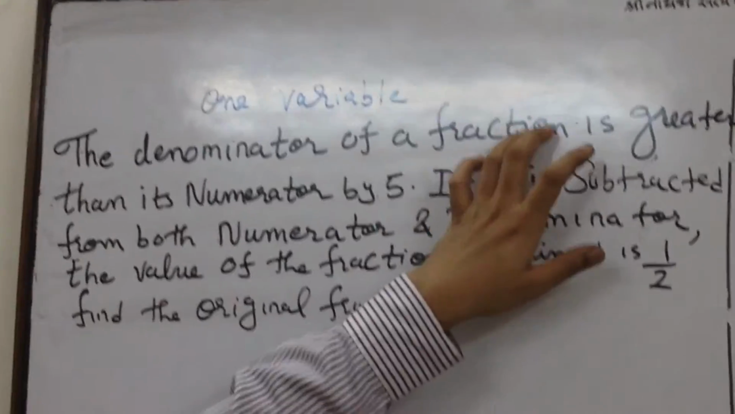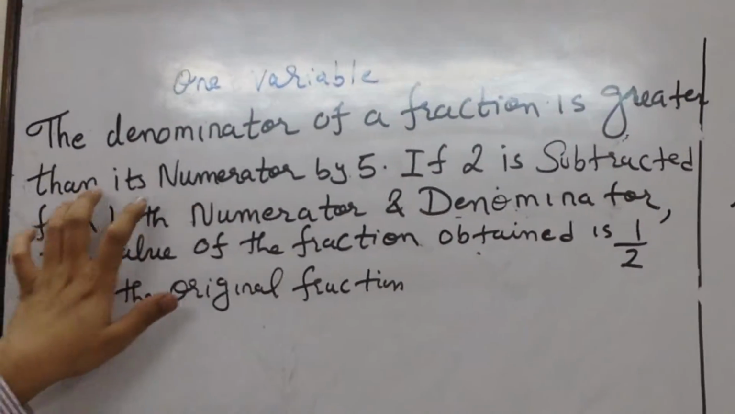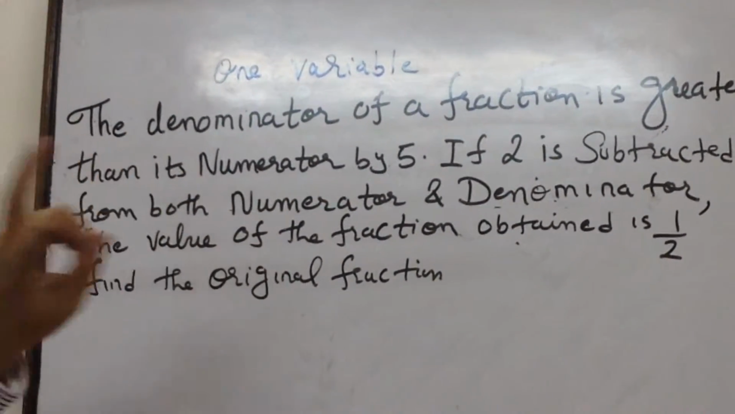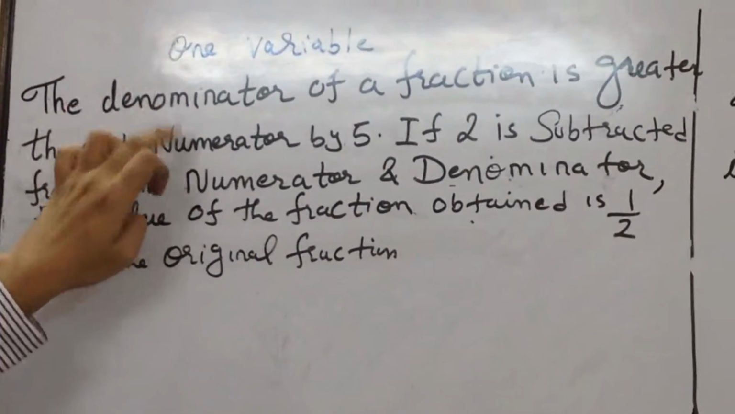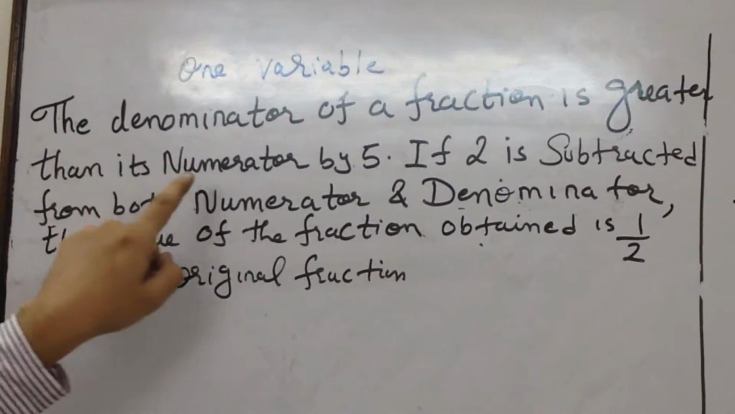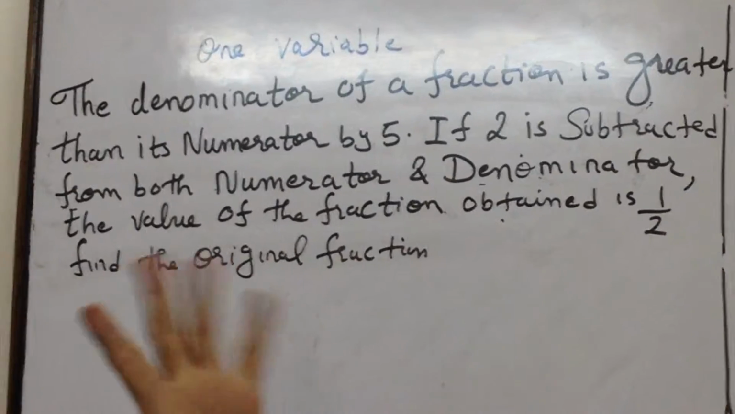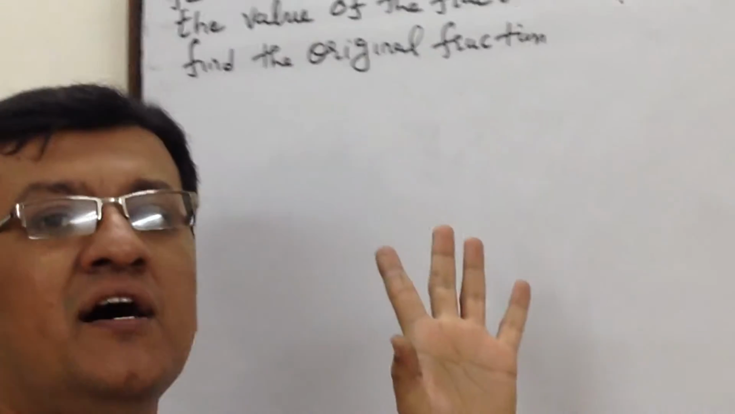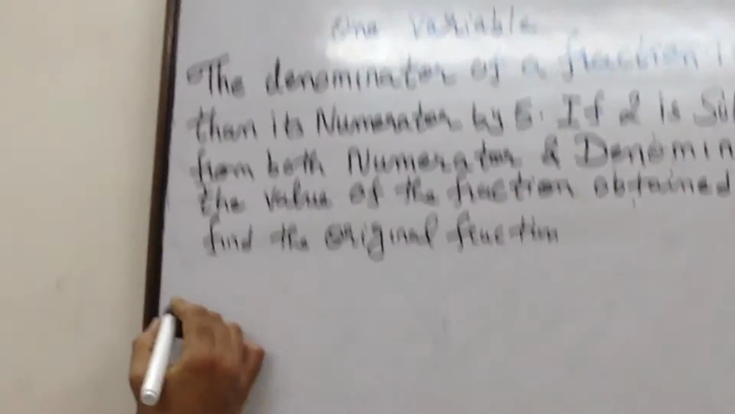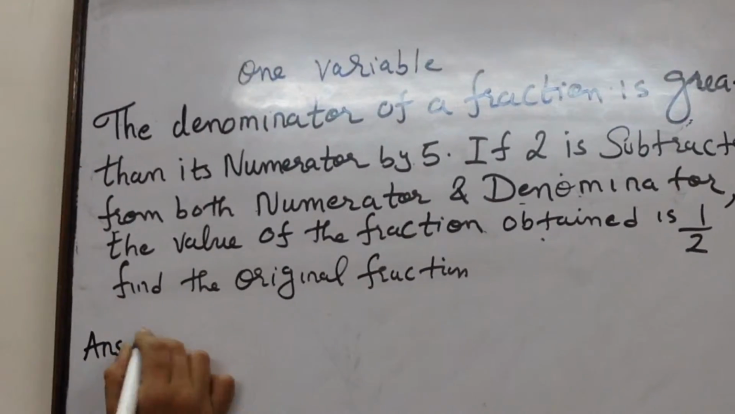The denominator of a fraction is greater than the numerator. So you can see the two parameters being numerator and denominator. But after that, what comes? Numerator. So what is the independent parameter? Numerator. So let us start the sum as an answer.